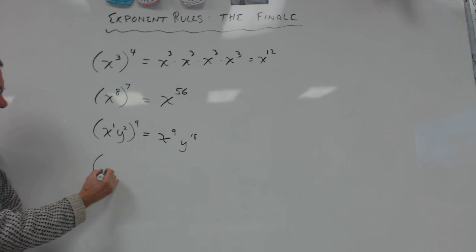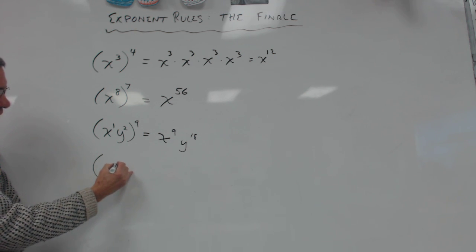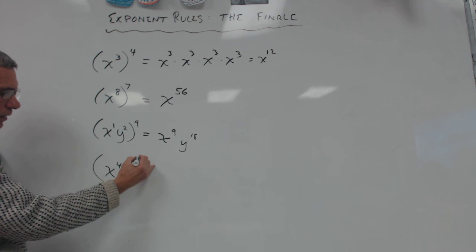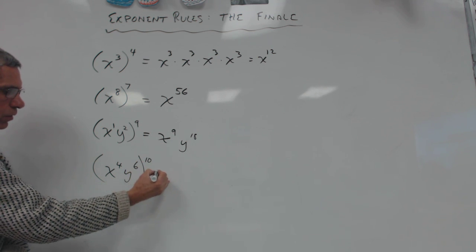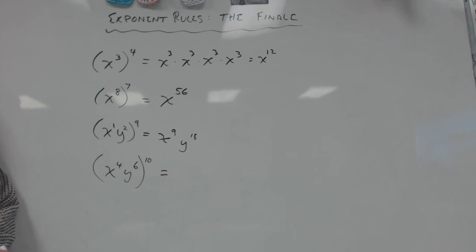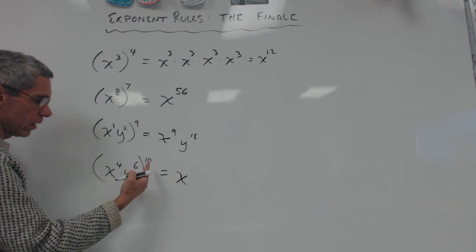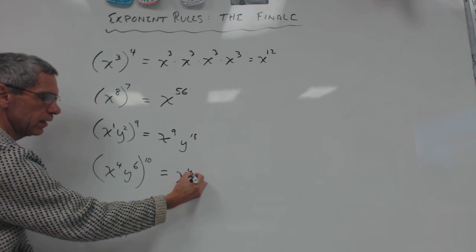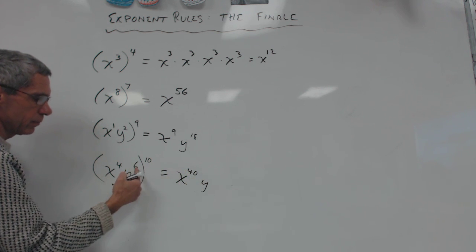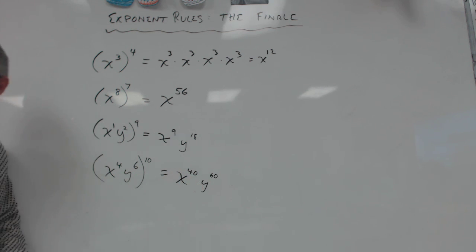Okay, let's try another one. X to the 4th, y to the 6th, raised to the 10th power. X to the 40th and y to the 60th. X to the 10 times 4 is 40. Y to the 10 times 6 is 60. This is a piece of cake, right? Like a total piece of cake. Now, what if you get really big ones?